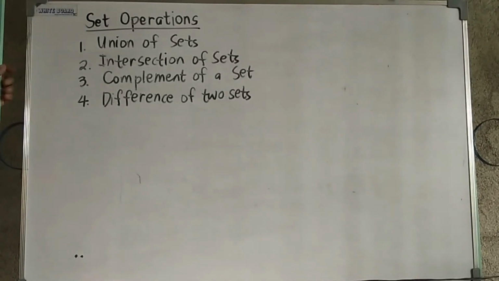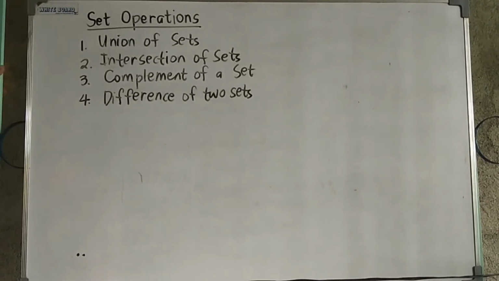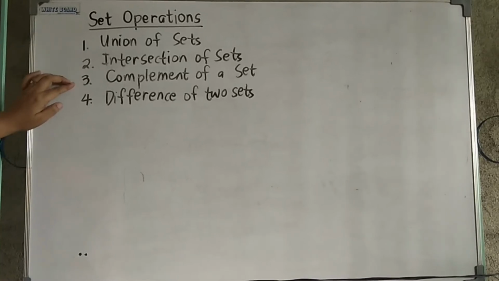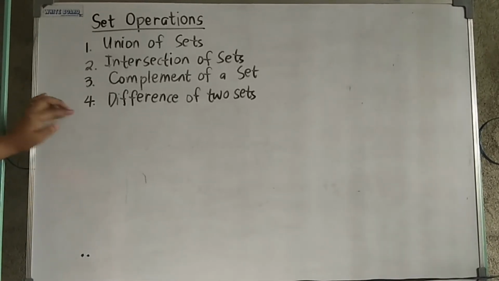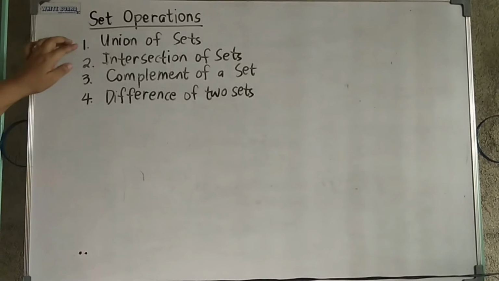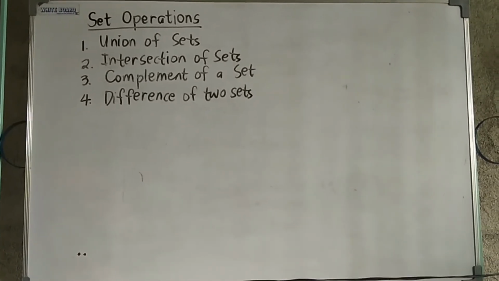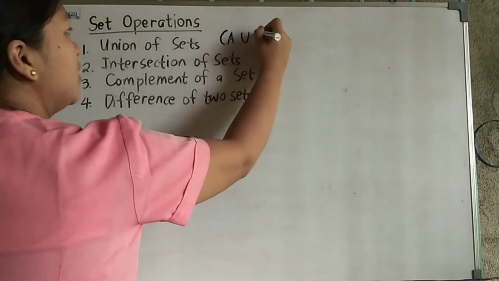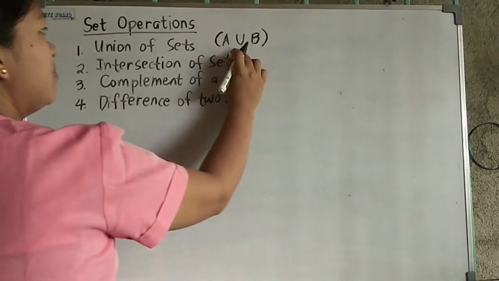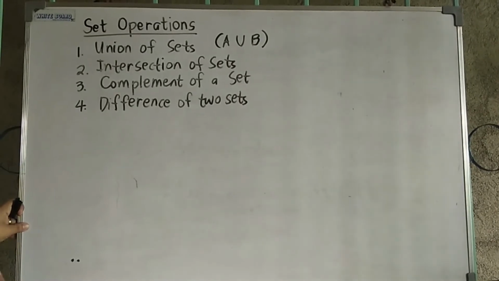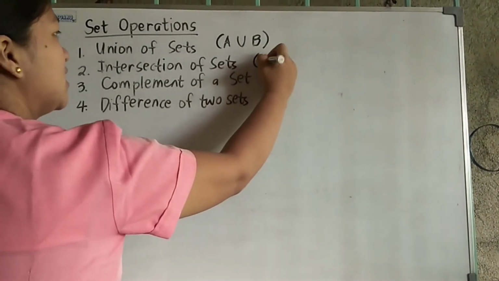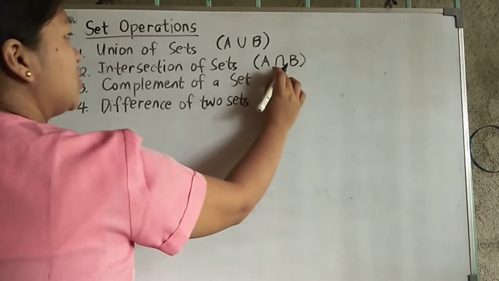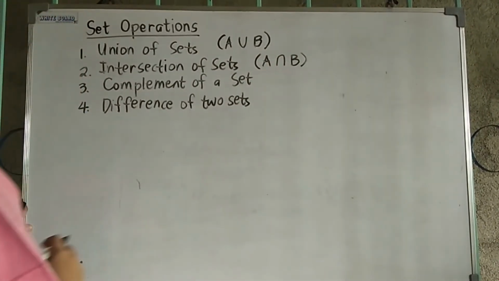For today, we are going to discuss the different set operations, namely the union of sets, the intersection of sets, the complement of a set, and the difference of two sets. Let us start with the union of sets. So the union of sets is represented by A union B. So this is the symbol used for union of sets. And for the intersection of sets, you are going to write that as A intersection B. This is the symbol for intersection.